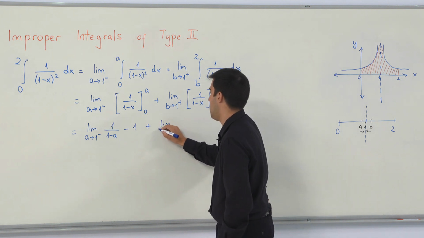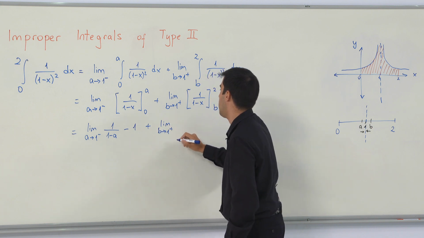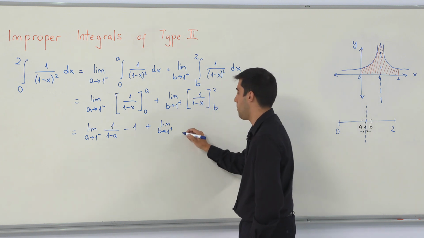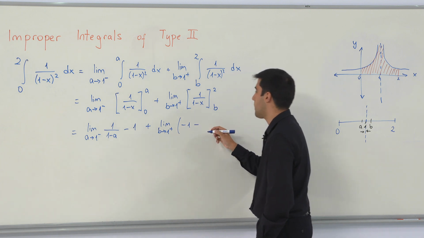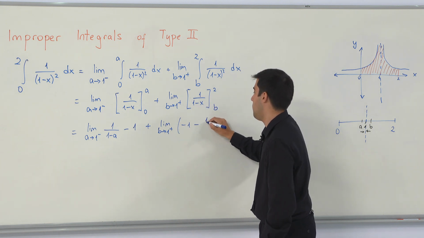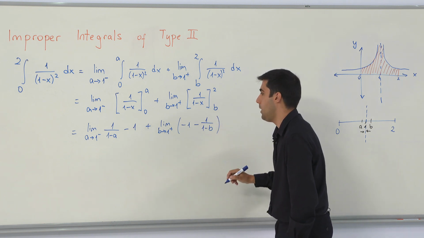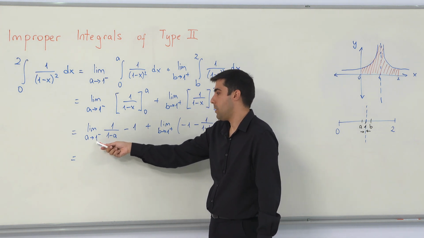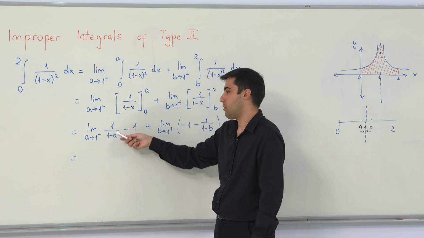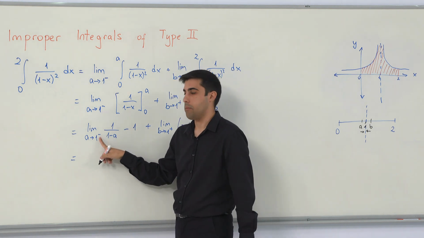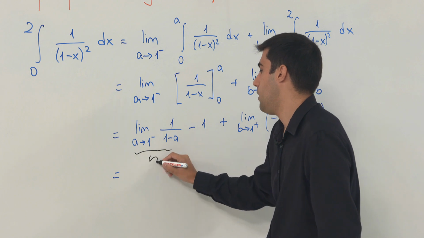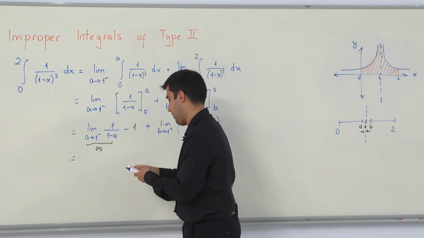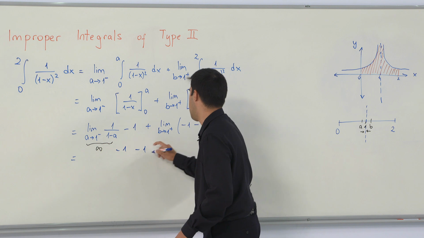limit as b goes to 1 from the right-hand side. Using the upper limit, I have 1 over 1 minus 2, which is minus 1, minus, and using b in here, 1 over 1 minus b. Okay, let's check these limits. Here I have, as a goes to 1 from the left-hand side, 1 minus 1 goes to 0, 1 over 0 goes to infinity, because I'm approaching from the left. So this is actually infinity over here. Then here I have infinity, then minus 1, then minus 1 from here.